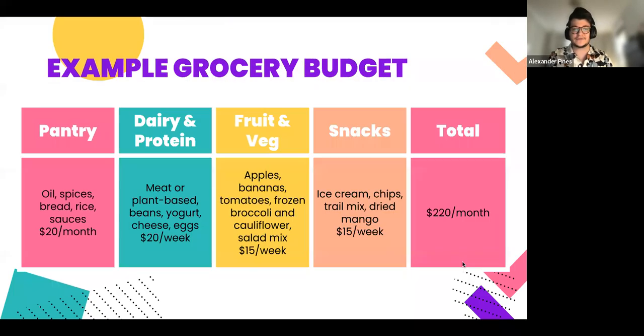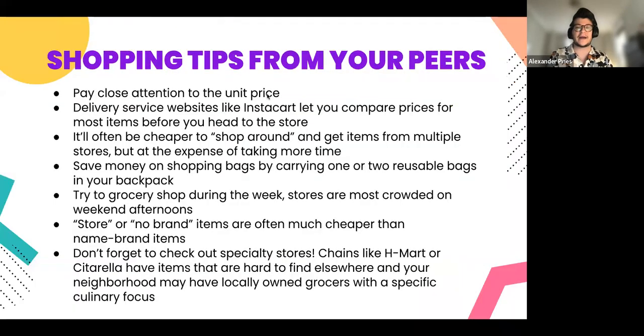So before I wrap up talking about grocery lists, this is a list of tips from NYU students and from other folks in college. Among these tips are pay attention to the unit price, right? Some things may be cheaper if you buy in bulk. Keep in mind that if you're trying to price compare, you could use something like Instacart just to see what the prices are before you actually head to the store.